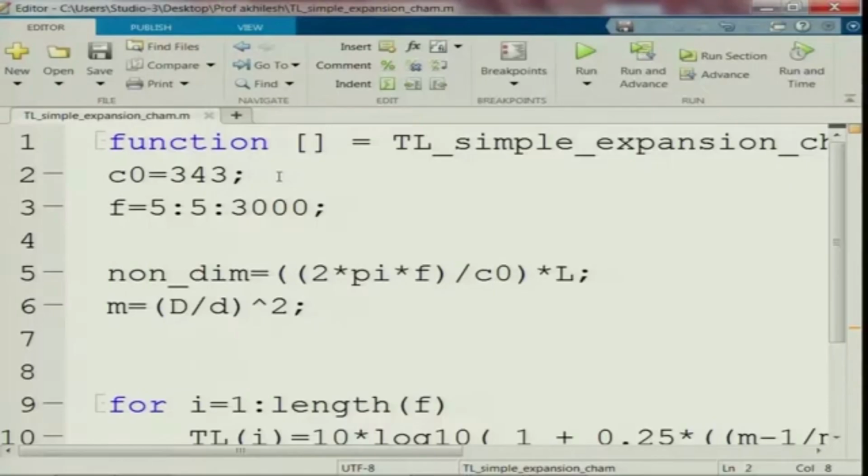Sound speed, so we could always comment things like this. So, alongside we will also try to learn some MATLAB hacks, and this is your frequency.